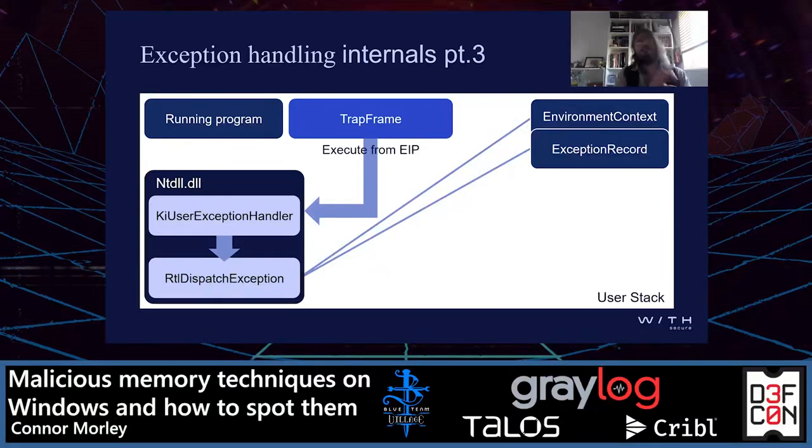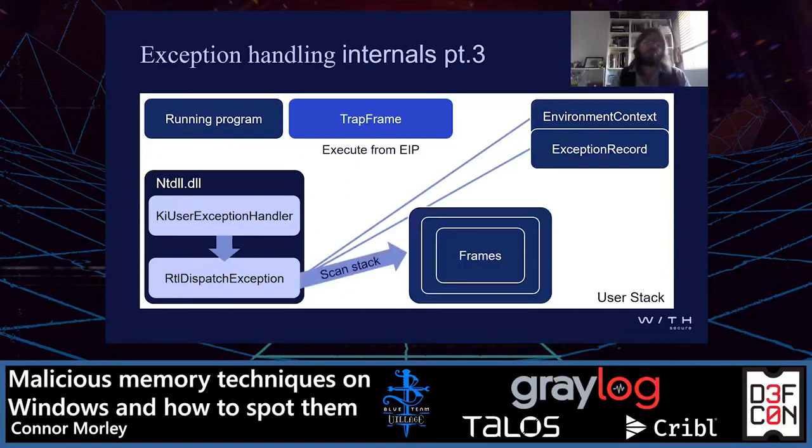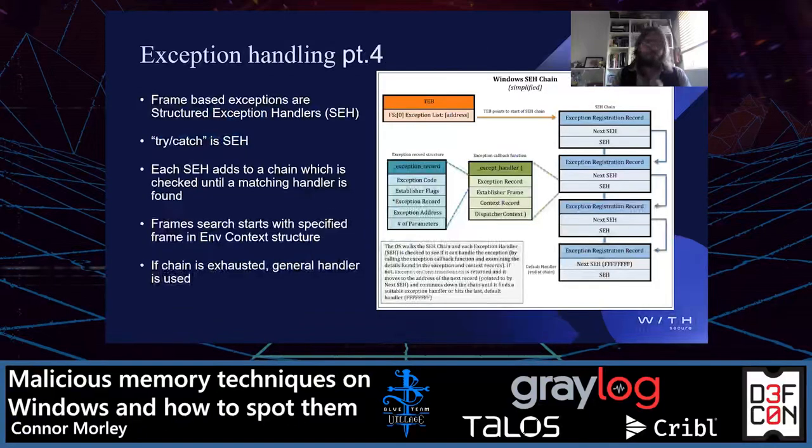provided from the kernel, by translating the information with the CPU, to know what frame the exception has occurred from within which process. From that, it then scans the lowest frame, again provided by the environment context, and starts to check the frames outwards. Effectively, if the first frame adequately handles the exception that's been specified, it doesn't need to go any further. But if not, it will move out and out through all the frames containing it until it reaches the end of the exception frames or the exception list. If it does that, it then turns into a general exception, which normally causes the program to crash. So I've been saying frames and exceptions, but frame-based exceptions are actually what we call structured exception handlers, or SEH. A try-catch block is an example of an SEH.